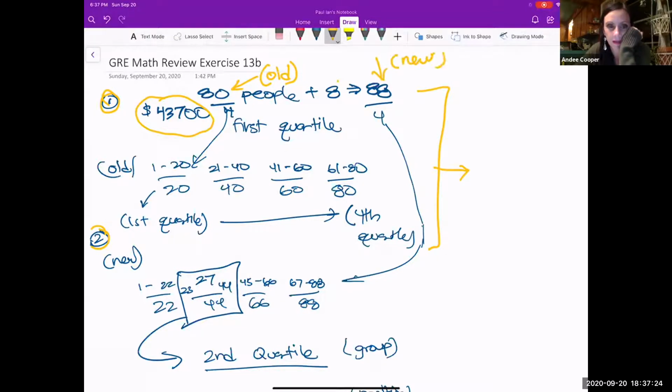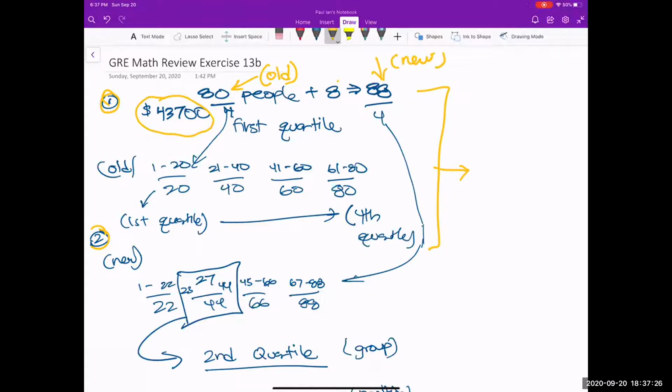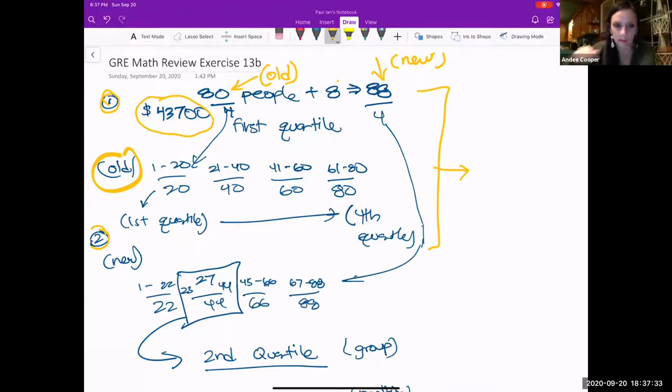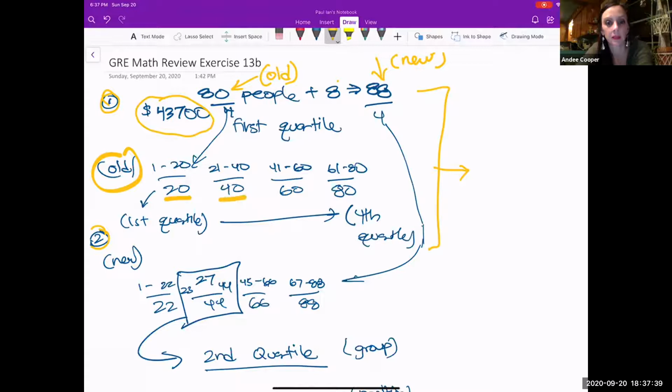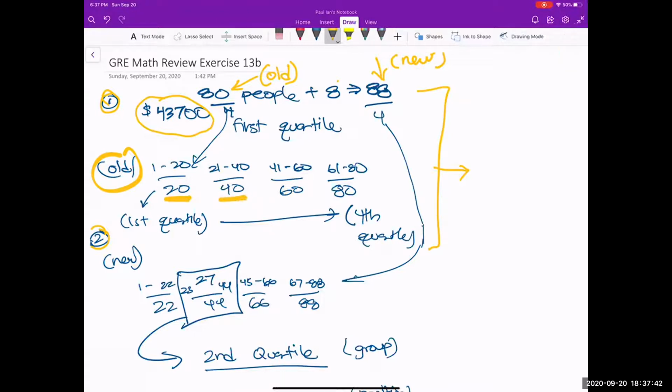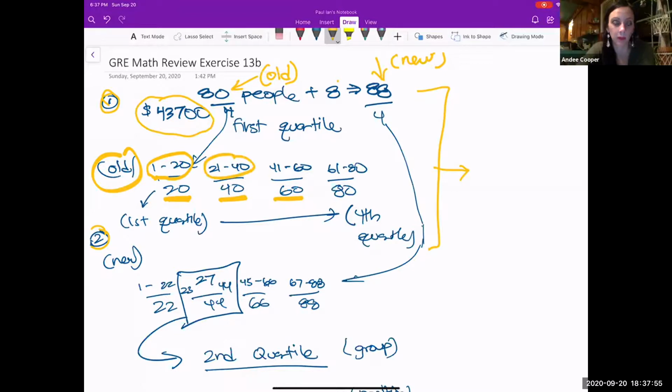So for the old, which is number 1, let's take a look at the groupings, because it says here there are 4 quartiles. So you divide the grouping of people by 4 and you get 20. The first quartile is 20 people, from 1 to 20. All of them are 20 people, but the first quartile is 1 to 20, and the second quartile is 21 to 40, meaning the people.